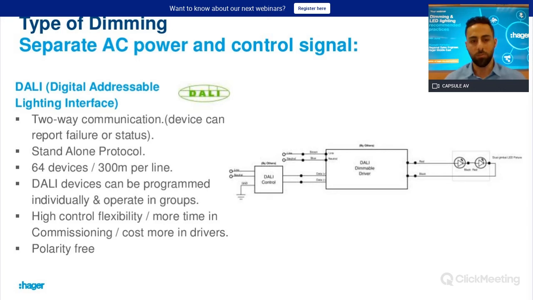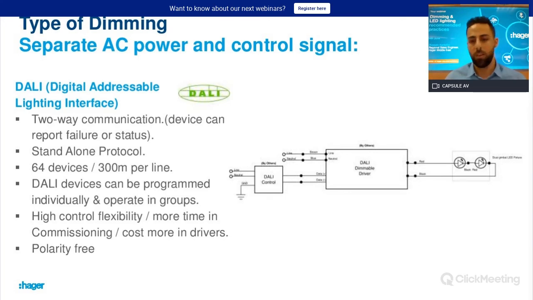The second one is the famous DALI. Of course, every one of us knows DALI. It's a digital addressable lighting interface. It's a standalone protocol and system, so it's available by its own or it's available through gateways with KNX installations. It's a two-way communication system, so the DALI driver will report failure or status on/off. It can have 64 devices per line. The line shall not exceed 300 meters.